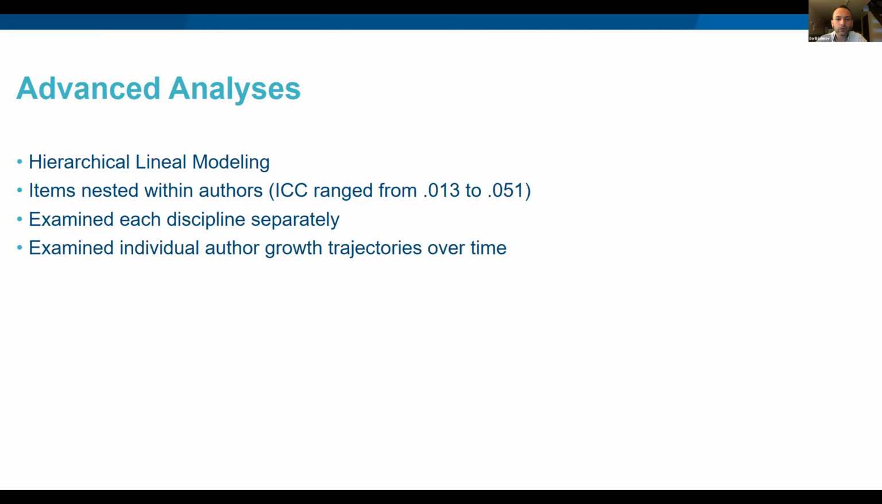We utilized hierarchical linear modeling, where items were considered nested within authors, and we formally assessed the necessity and appropriateness of this modeling framework, looking at the intraclass correlation coefficient, which ranged from 0.013 to 0.051 across disciplines, which is a pretty good size. It is not too low to where you can't extract any between group variability, but it is not overly large either. We examined each discipline separately. One of the reasons for this was to avoid a 3-level model, which becomes quite complicated and computationally intensive.